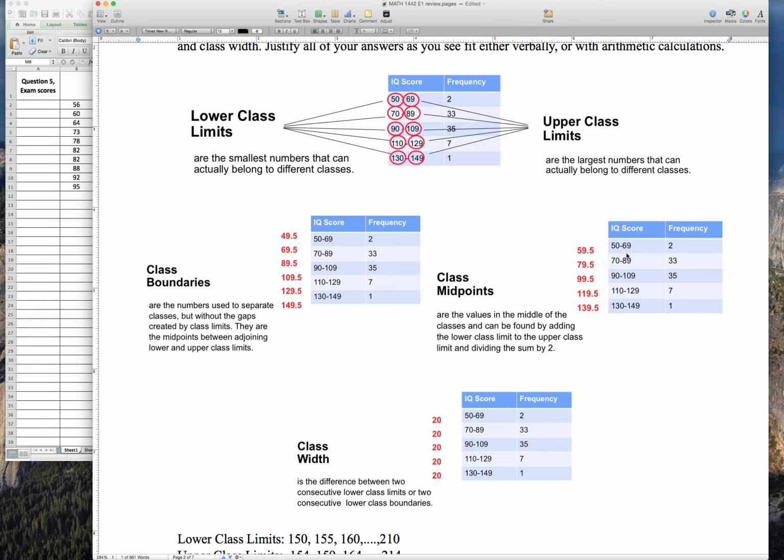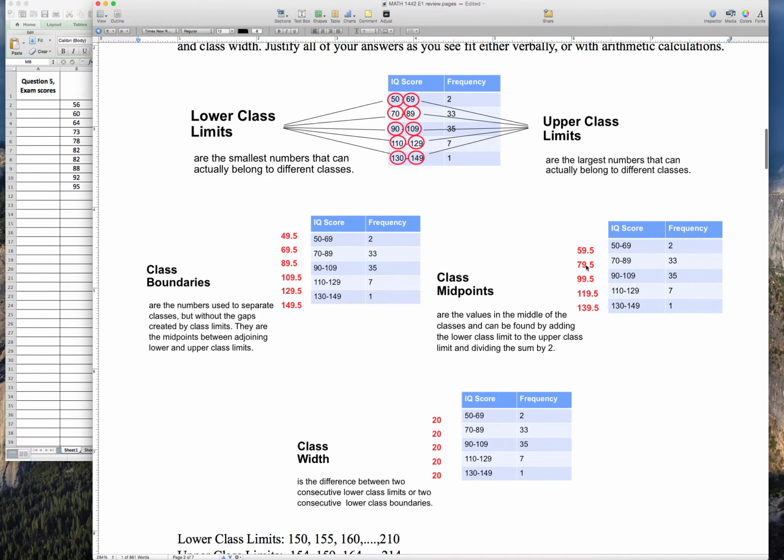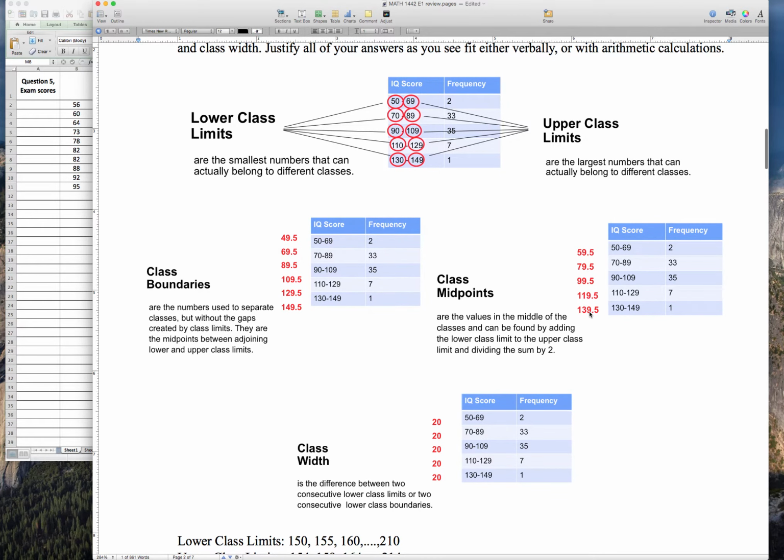Now the class midpoints. The class midpoints are the mean of the highest and lowest values in any particular class. That's 50 plus 69 divided by 2. That'll give you 59.5. That's exactly halfway in between 50 and 69. So for this class, that's 59.5. To find the other class midpoints, you just add 20, add 20, add 20, add 20, and so that gives you the midpoints for each of these classes.